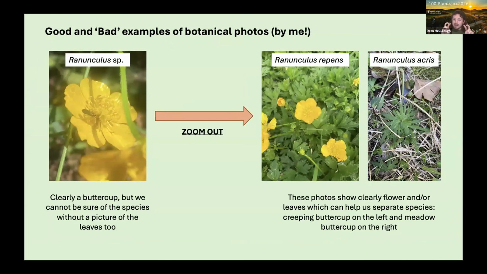So then some good and bad examples, and explain why I say bad with inverted commas. And these are photos by me, so I'm not insulting anyone. So this is a buttercup. Everyone's familiar with a buttercup.